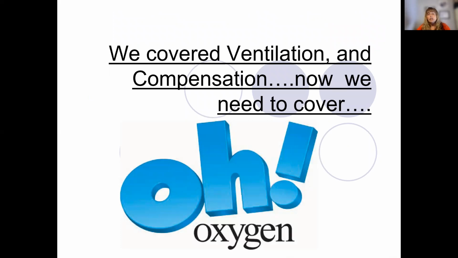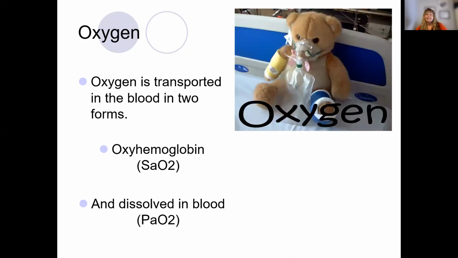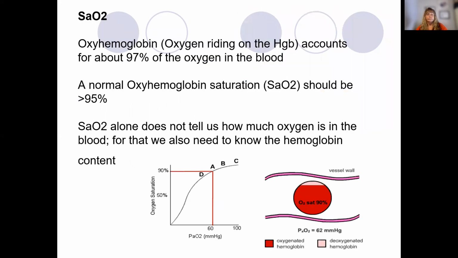So we covered ventilation and compensation, and now we need to cover oxygen. Oxygen is transported in the blood in two forms: oxyhemoglobin, which is your SaO2, and also dissolved in the blood, which is your PaO2.